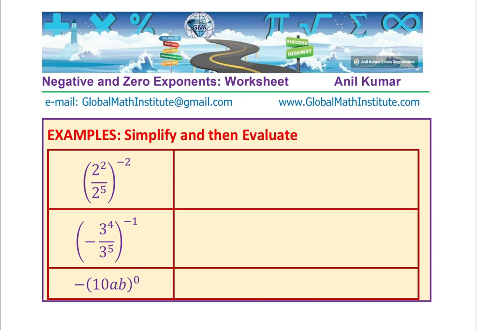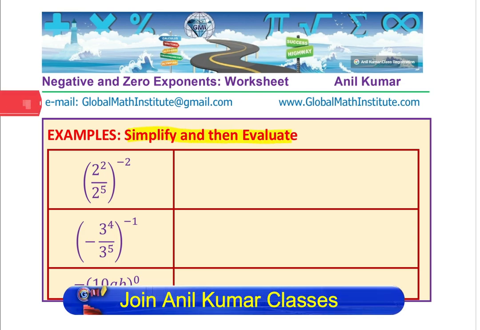Now, we have 2 squared divided by 2 to the power of 5 and everything to the power of minus 2. So we have negative exponents, correct? Now what should we do? Should we simplify inside and then evaluate? I think that is better. So the question here is simplify and then evaluate.